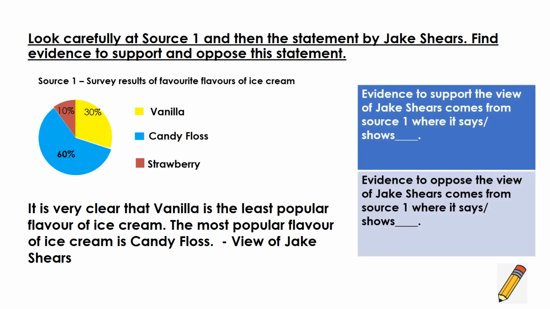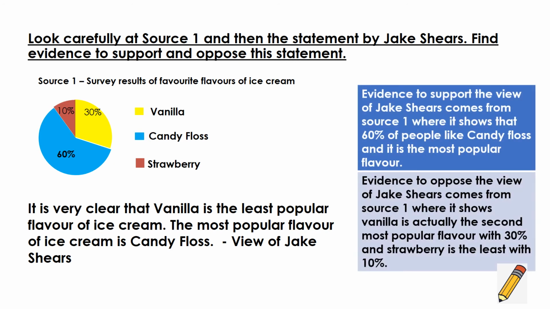Now, what we're looking to do here is we're looking to say evidence to support the view of Jake Shears comes from source 1, where it says / shows, so you're looking to quote a point from the source that supports his view, and then evidence to oppose the view of Jake Shears comes from source 1, where it says / shows. Now we're just dealing with one source here. Usually in this type of question you'll have 3 sources to work with, so we're just looking at one source just now. So we could say evidence to support the view of Jake Shears comes from source 1, where it shows that 60% of people like candy floss and it is the most popular flavour, because he said that candy floss was the most popular flavour, and we could see that in the source because 60% of people said that.